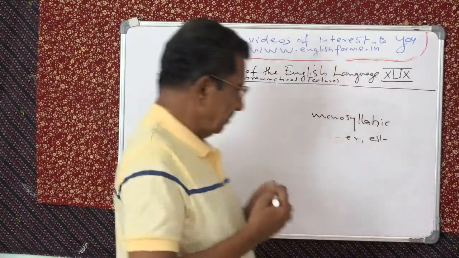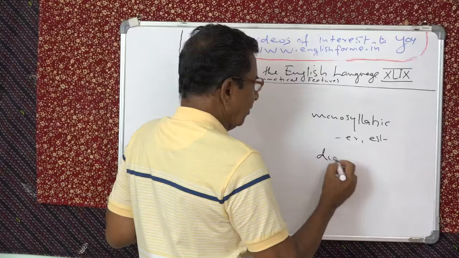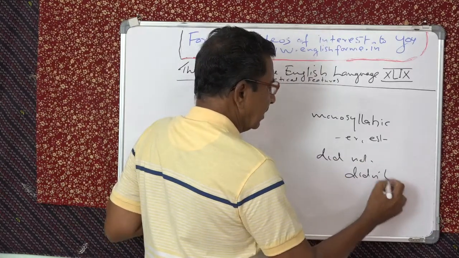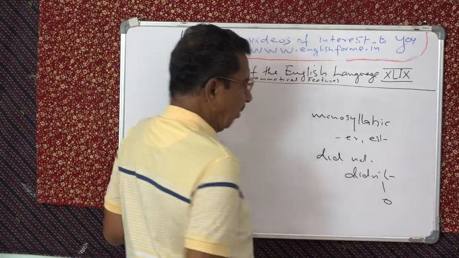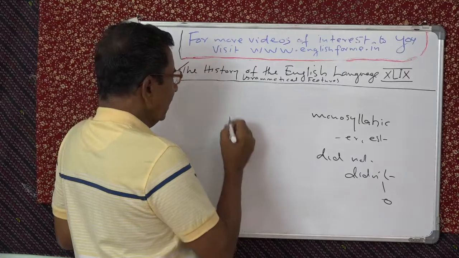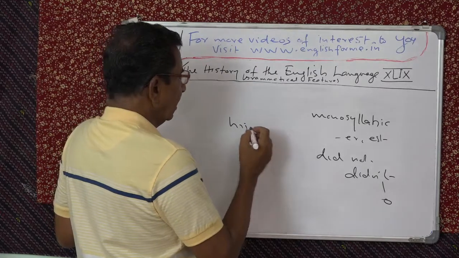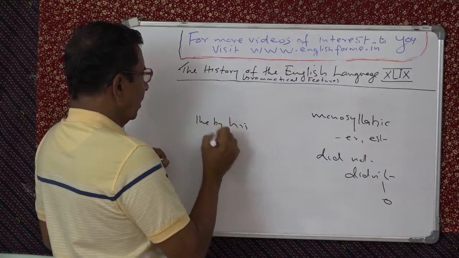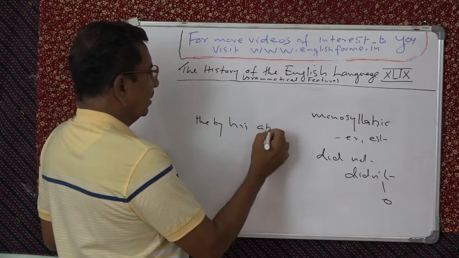Because when we say didn't, we know it is did not. But when we say did, see that, something is missing here. In that case, when you say his, the boy, his ability.